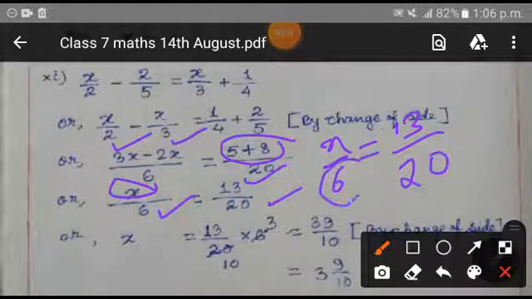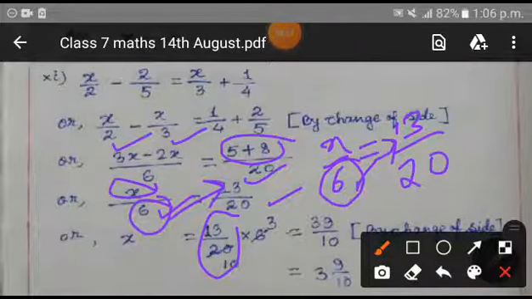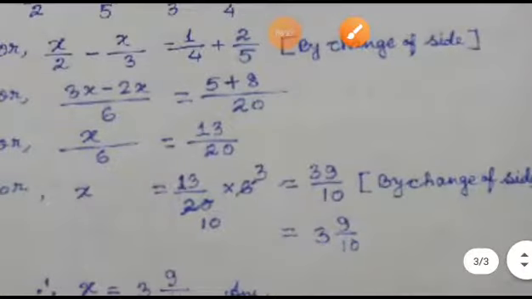Now see, x is in division. When I change the side, this division is going to change its side and also become multiplication. You are getting 13 by 20 into 6. This 6 will go on top and get multiplied. Then further cancellation is done.